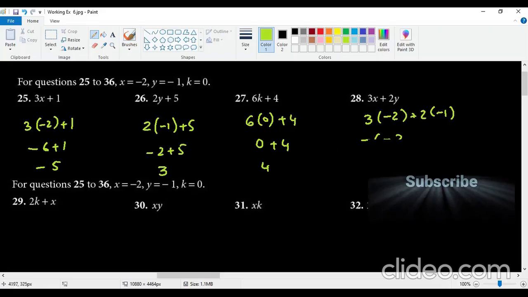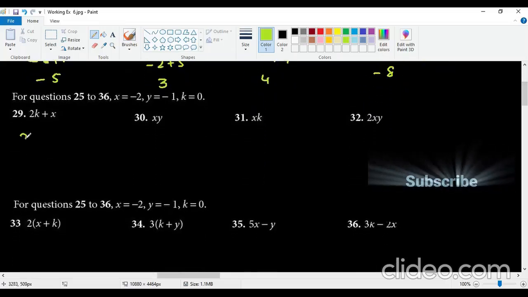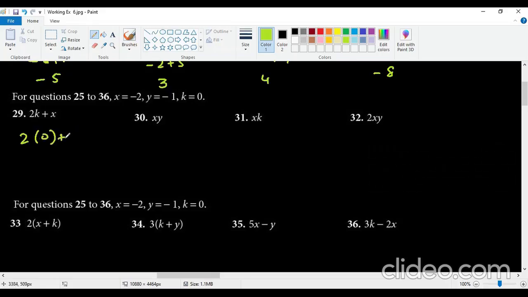Now comes question number 29. 2 times k, which is 0, plus x value, which is negative 2. So 2 times 0 is giving you a 0, negative 2. Final answer is negative 2. X is negative 2 and y is negative 1. So when these two are multiplied, it gives you a positive 2. Negative times negative is a positive.